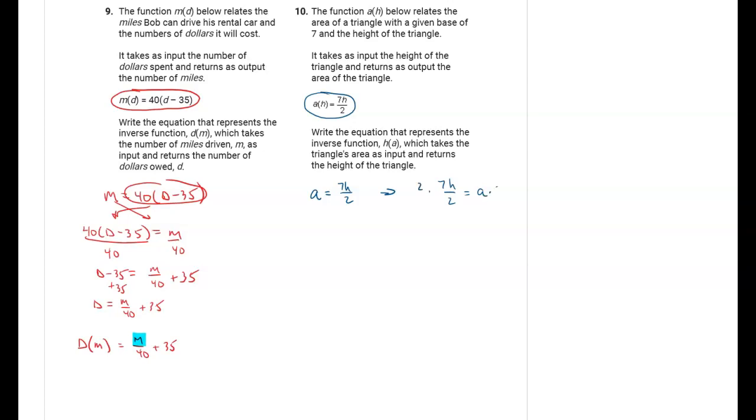So we multiply both sides by 2. 7h equals 2A. Now I can divide both sides by 7. h equals 2A over 7. So now anybody who wants to go ahead and find the height of a triangle with the area given, you basically can use the output h with an input area. So h of A equals 2A over 7. And that would be the inverse. Okay.